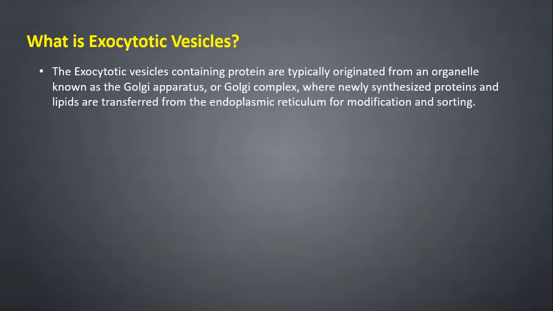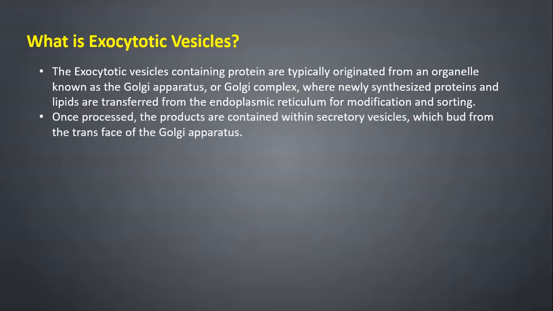Now, let's talk about exocytotic vesicles. The exocytotic vesicles containing protein typically originate from an organelle known as the Golgi apparatus or Golgi complex, where newly synthesized proteins and lipids are transferred from the endoplasmic reticulum for modification and sorting. Once processed, the products are contained within secretory vesicles, which bud from the trans face of the Golgi apparatus.